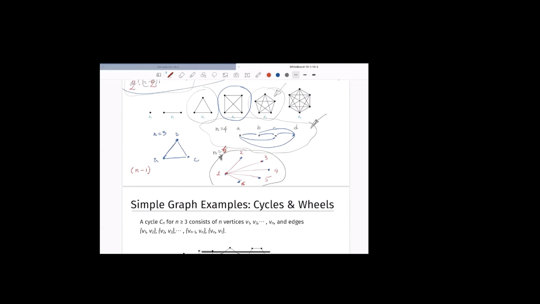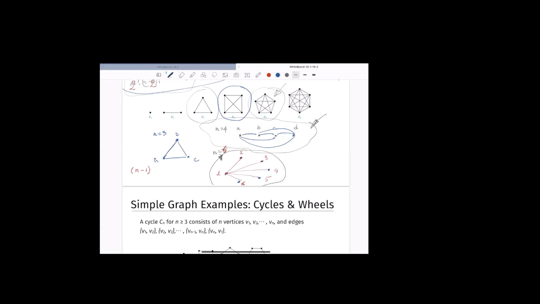Now 2, let's use blue for that one. 2 is connected to n minus 1 others, right? Think of these guys that came in and shook hands. Like there's every possible handshake right now in this room, and I want to count the maximum number of handshakes possible in the room. That's what I'm counting for.